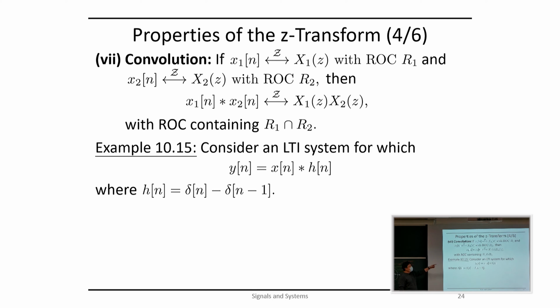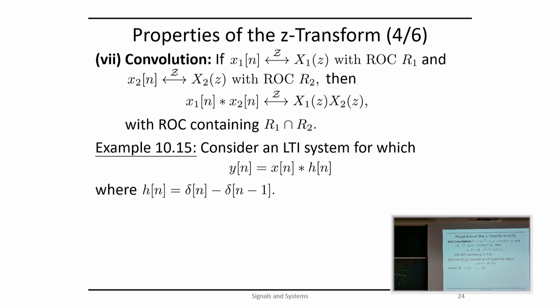This convolution is very important because it is going to help you analyze linear time invariant systems. Suppose you pass a signal x of n through a linear time invariant system with impulse response h of n. What you get at the output is the convolution of the two. So you can analyze this system in the z domain by multiplying their respective z transforms, which is much easier than taking the convolution.